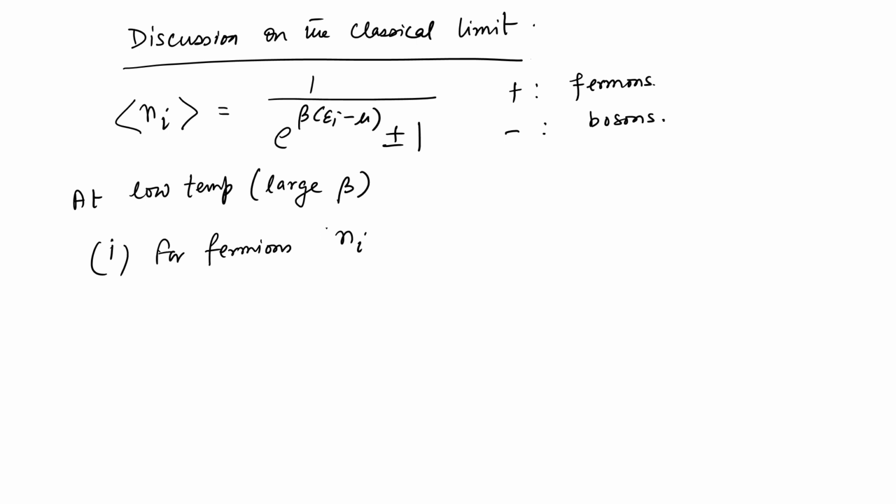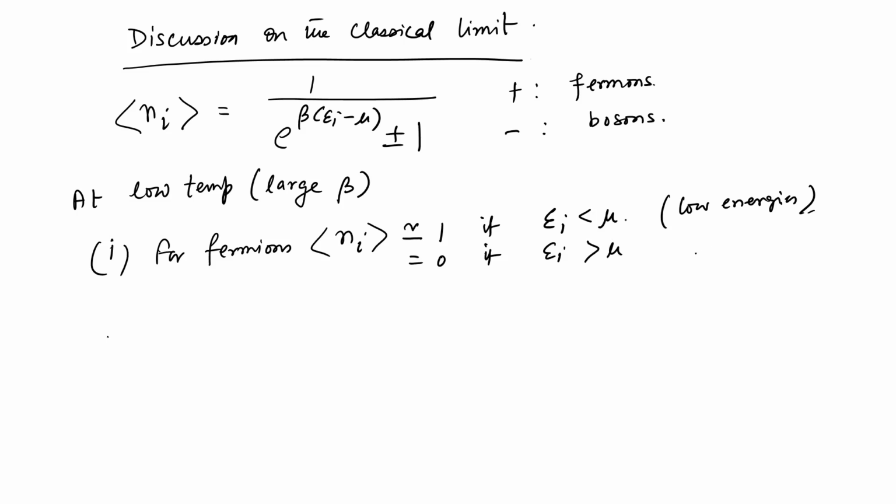N_i average is equal to 1. I mean, it can be either 1 or 0, but it is 1 only if epsilon_i is less than mu. So, low energies. So, we are talking about large beta or small temperature, and for fermions it is equal to 0 if epsilon_i is greater than mu. Okay. So, these are large energies.